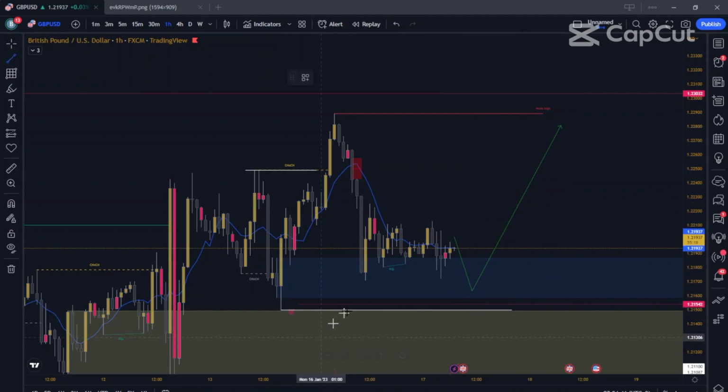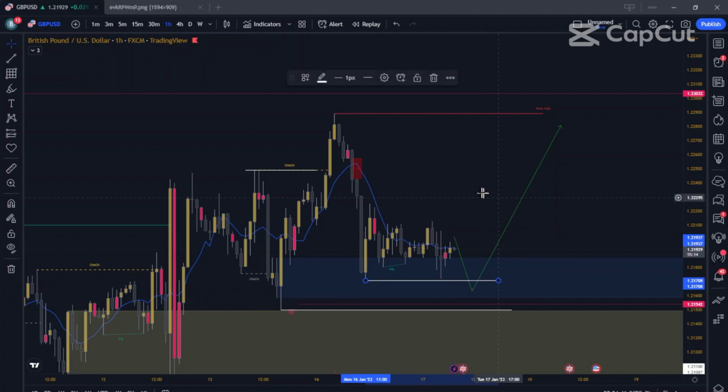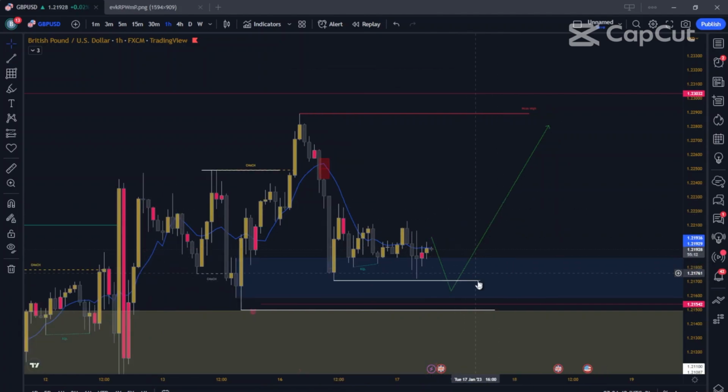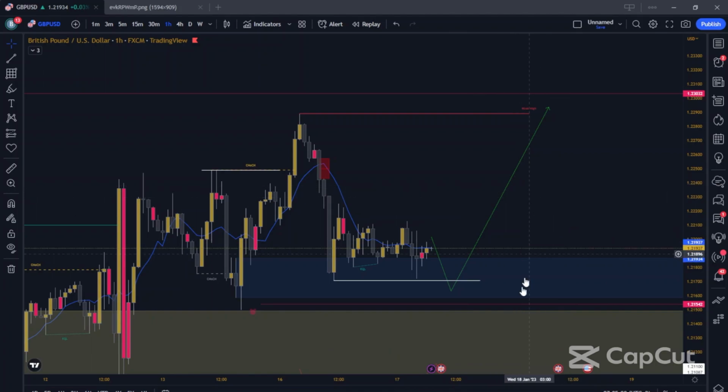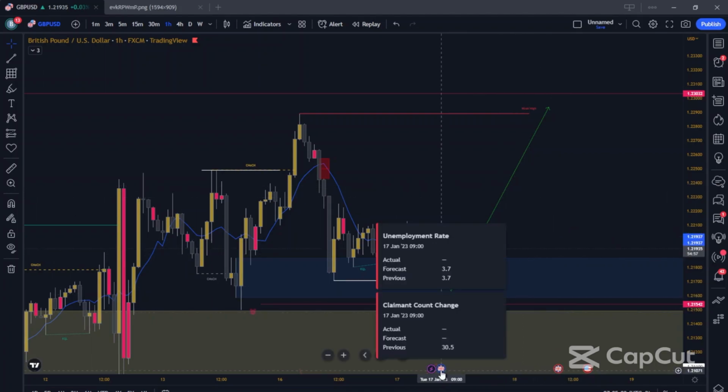What I would wait for first though is a liquidation of this first low here. Once this low goes inside this order block, I'll be interested in finding long positions. I know it's opposite to Euro USD, but there is news on the pound, so let's see if news gets driven in a certain direction.